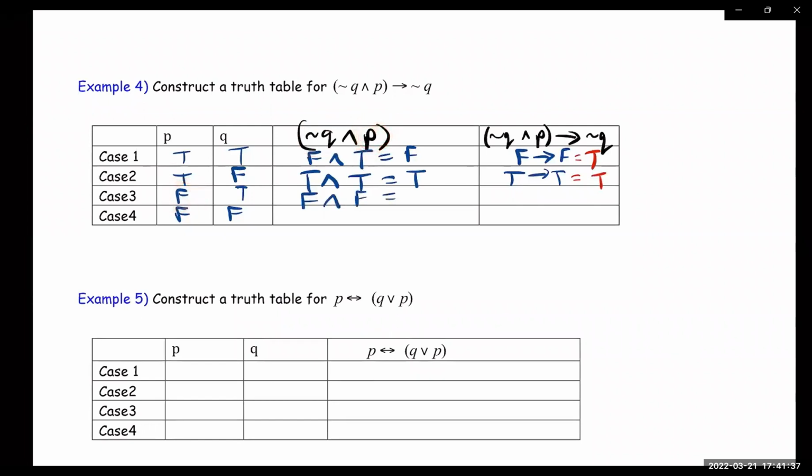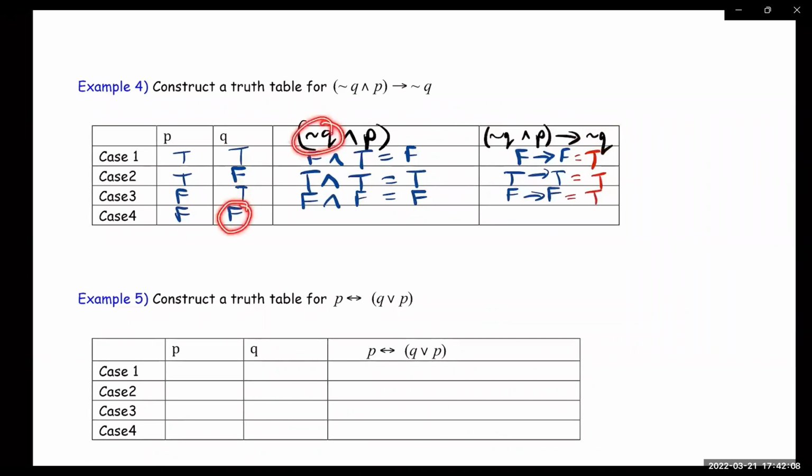F and F is, true? Oh no, that's the and. False. That's an and, so it's false. So this is going to be false. And then the one-sided arrow, not Q, is F. False. So if false and false, that is true. All right, last one.